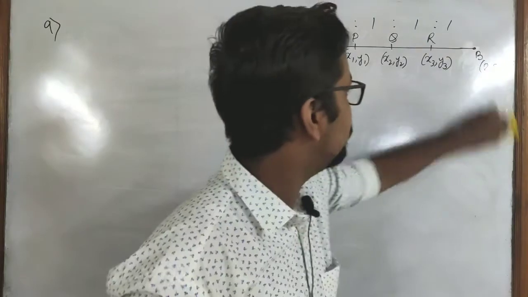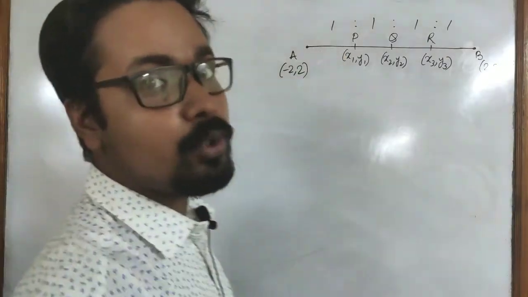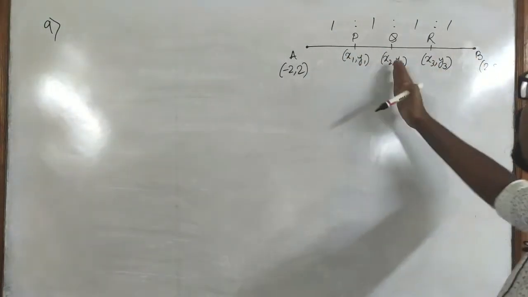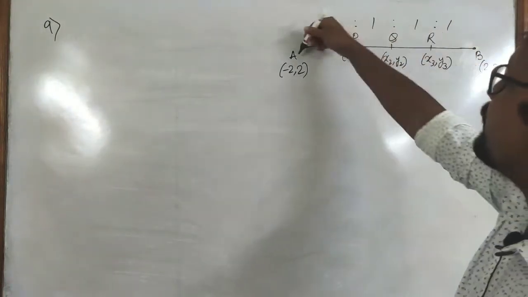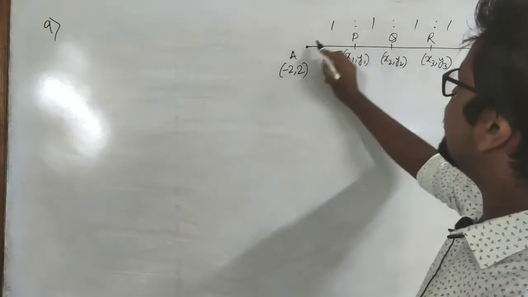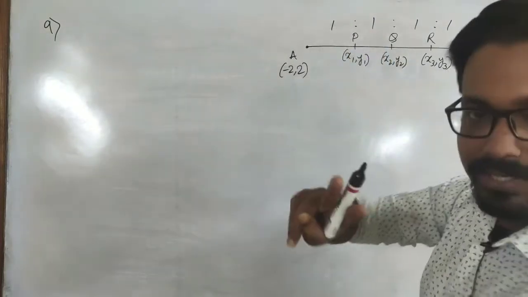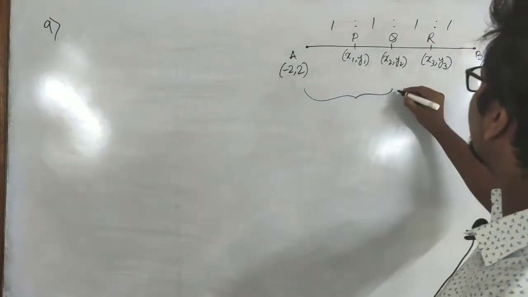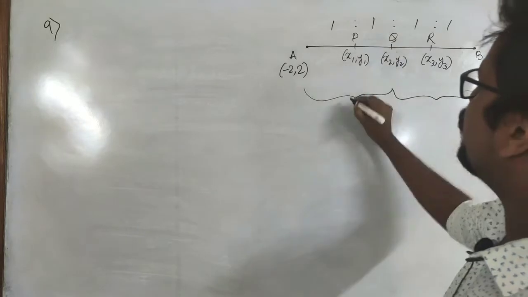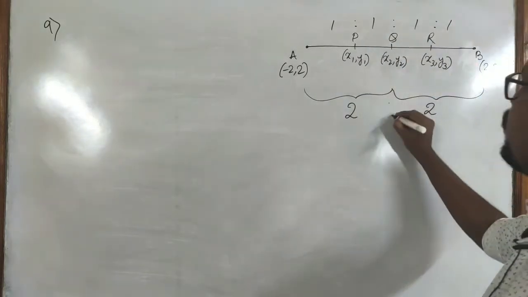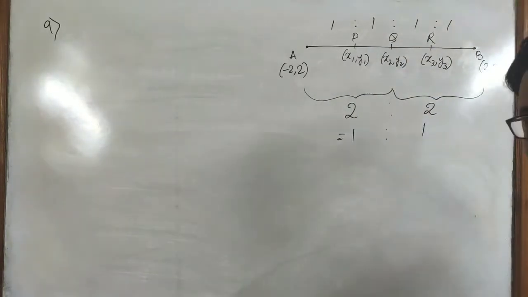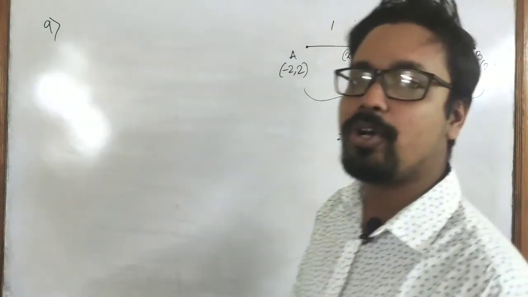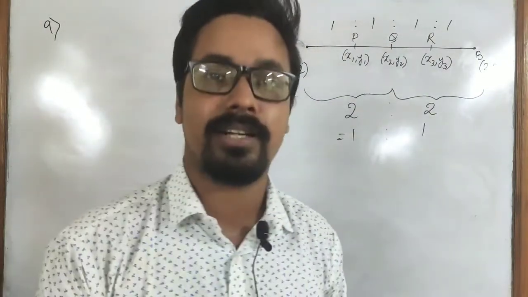The simpler process is, let us first try to find out Q. And why am I doing that? Look, as AB is divided into 4 equal parts, Q will be the midpoint of A and B. If you look closely, A to Q is 2 parts and Q to B is also 2 parts. That means both parts are equal, 2:2, which means 1:1. That means Q is the midpoint of AB. If Q is the midpoint of AB, we can use a simpler section formula.